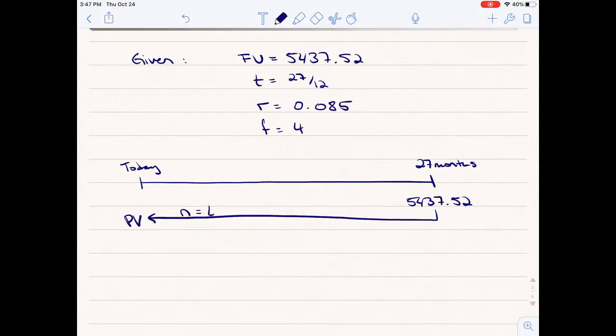So N is time times the frequency. Time in this case is 27 over 12, and the frequency is 4. So if we do 27 divided by 12 times 4, we get 9 compoundings.